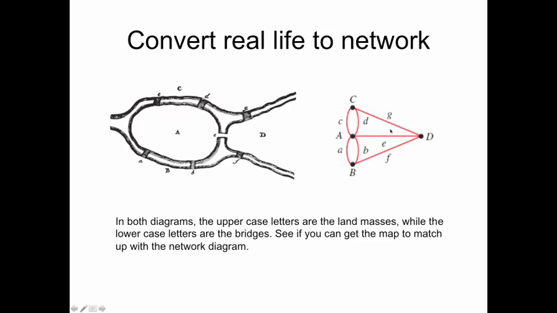Now you'll notice here on this network model that the same thing happens. See, this dot is this entire land mass up here. D, the dot, is the island here in the river. This dot is the other island, A. B is the other landmass below the river. And then you can see each of the bridges are represented by lowercase letters or these edges, the red edges. Okay?